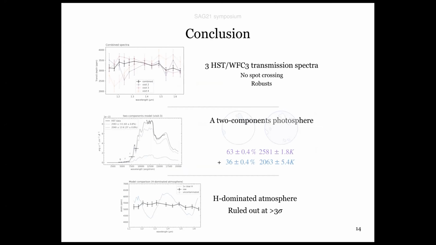We got 3 transits, 3 visits, no obvious spot crossing event. At least what we can say is that our measurements are robust, so they are measurements we can trust. From what we see, we are leaning toward a 2-component photosphere with 35% of cool spots. And finally, we are more or less able to rule out the hydrogen-dominated atmosphere that we would have thought of. Thanks a lot.